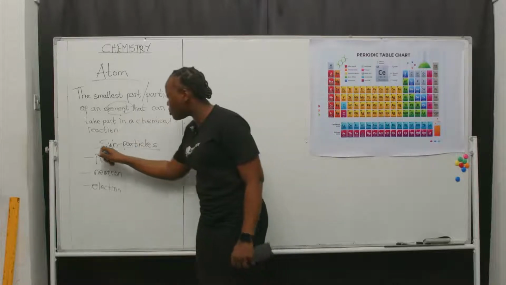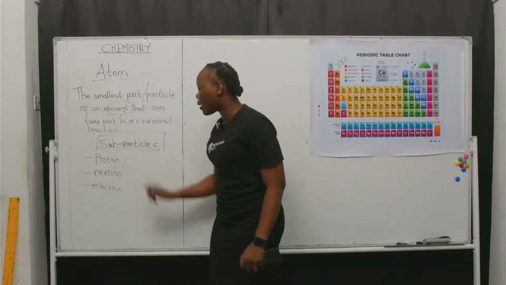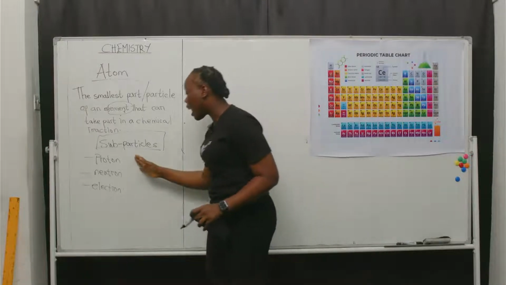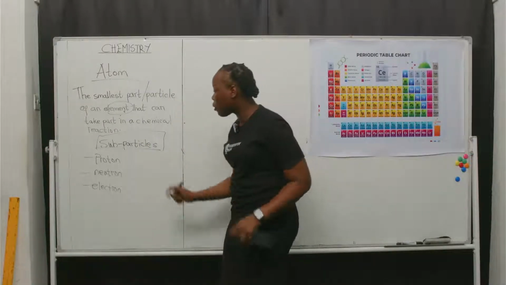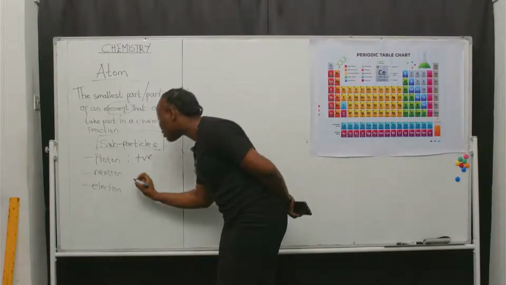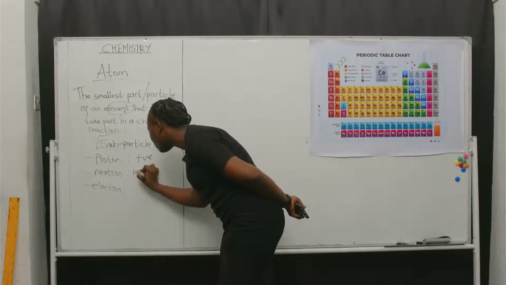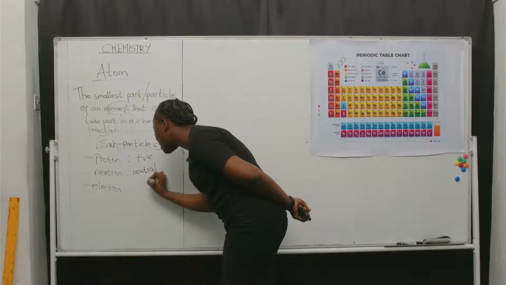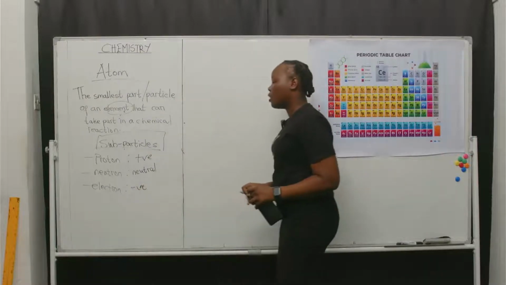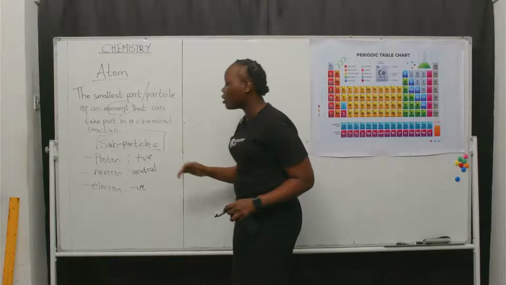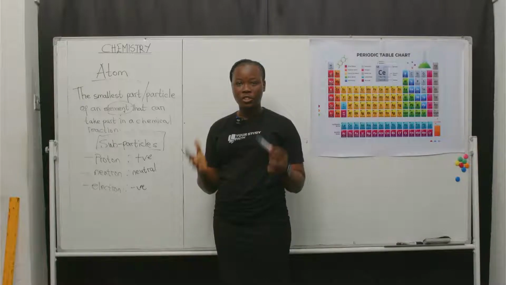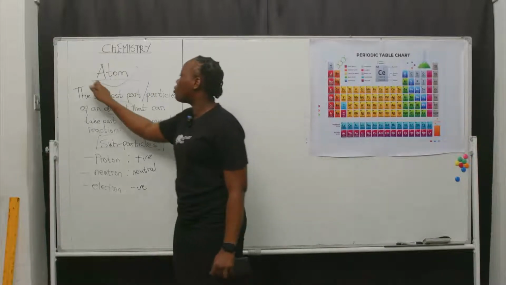But atom can also be subdivided into subparticles. That's the neutron, the proton, and the electrons. Some are charged, some are not charged. For proton, it is positively charged. Neutron is neutral, whereas electron is negatively charged. So proton is positively charged, neutron is neutral, and electron is negatively charged. And these are the subparticles of atom.